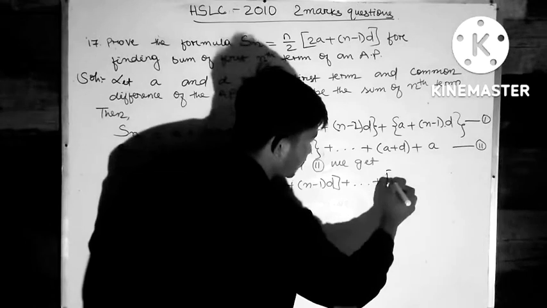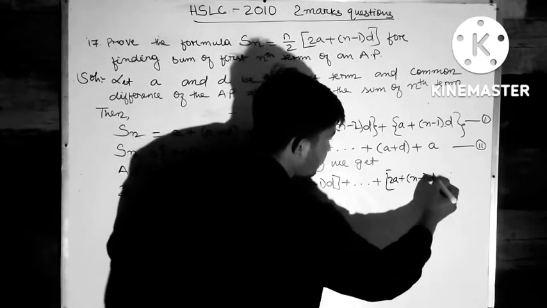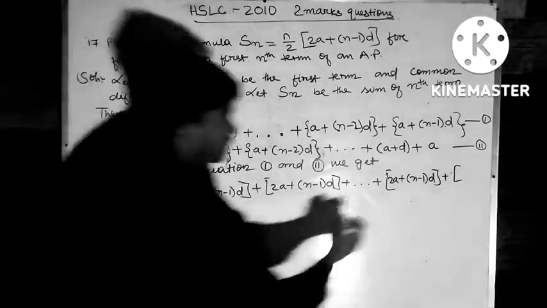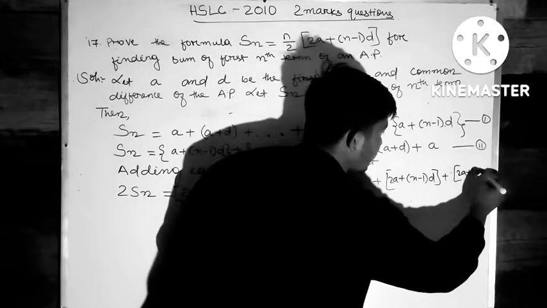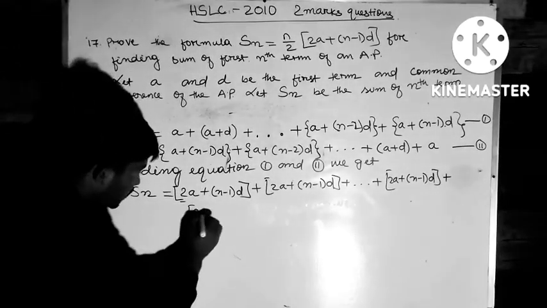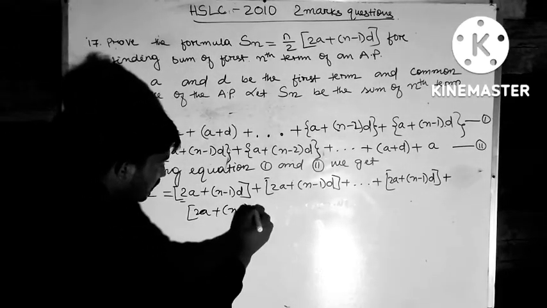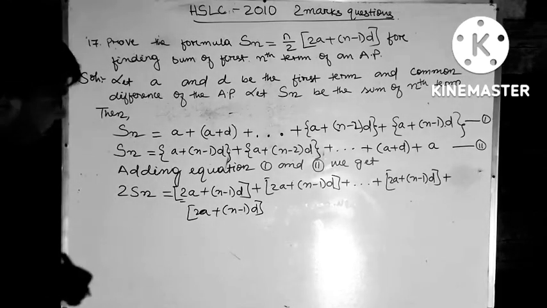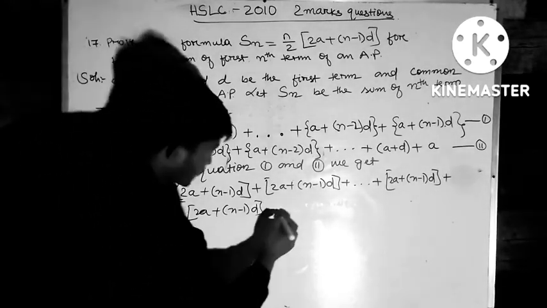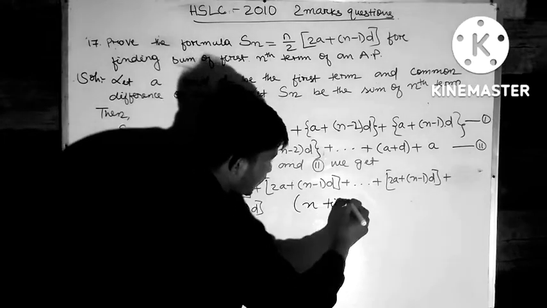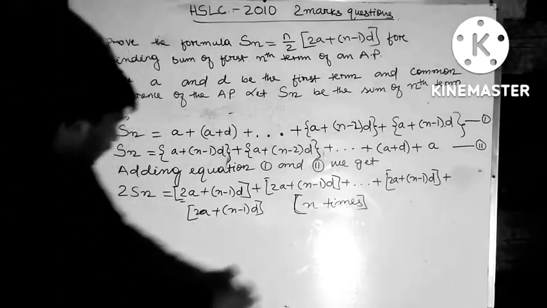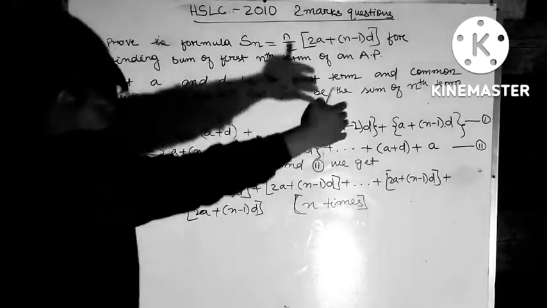So I'll put here directly the answer, 2a plus n minus 1 d, plus. Now again this and this, just like this and this, so we get the same answer, 2a plus n minus 1 d. So I'll put here again 2a plus n minus 1 d. Alright, so how many times are we going to do this? Till n times. If we are going till n times, then what will happen? This n is going to multiply at the front, because we are going till n times.